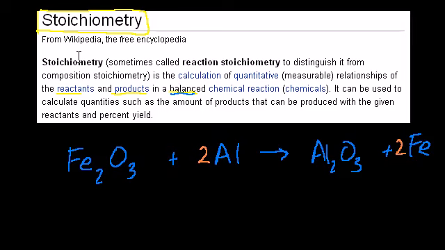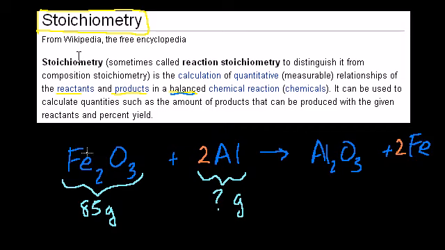So let's say that we were given 85 grams of the iron 3 oxide. So my question to you is, how many grams of aluminum do we need? Well, you look at the equation, you immediately see the mole ratio. So for every mole of this, for every 1 of iron 3 oxide, we need 2 aluminums, right?